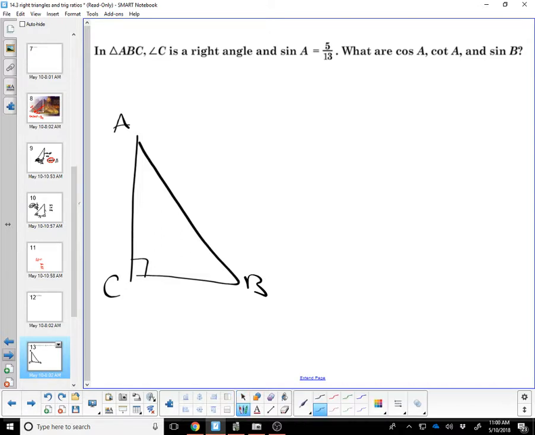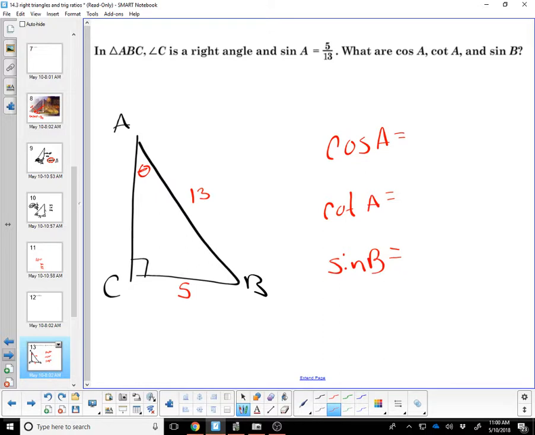Yeah, exactly. So if I'm right here in A, because that's angle A, the opposite side would be 5 units, and the hypotenuse would be 13 units. Does that make sense? So here's their question. They want us to answer what is the cosine of A, what is the cotangent of A, and what is the sine of B. So these are the 3 questions they want me to answer.